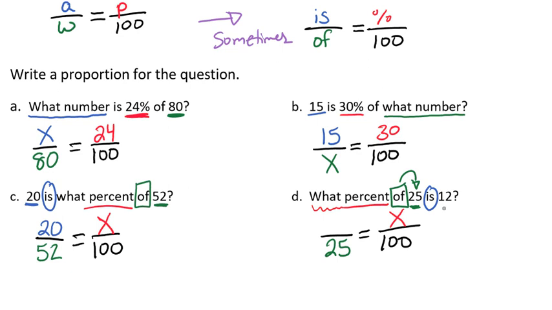And so this time our is actually going to come after the word is instead of before. So we have 12 over 25 equals X over 100. And that is how you write a proportion using a percent proportion.